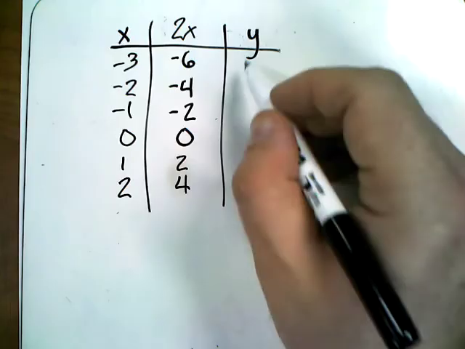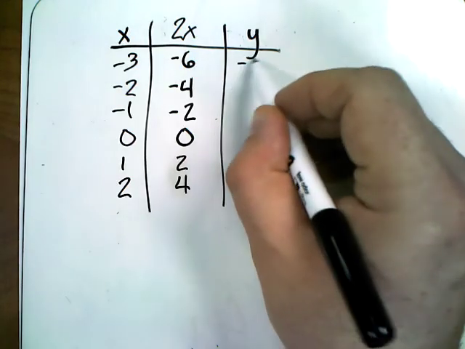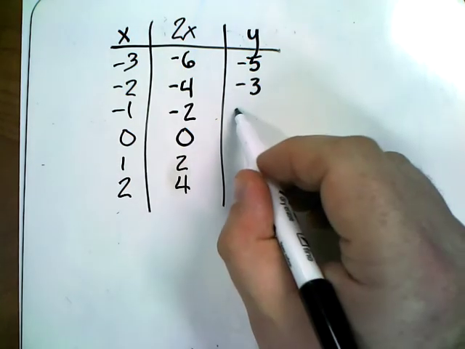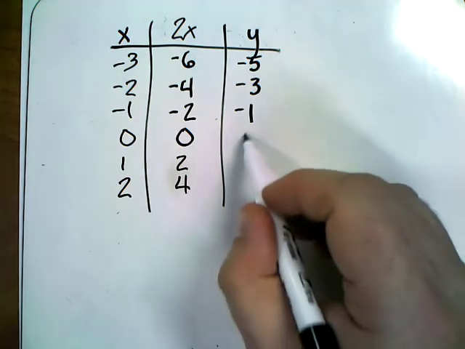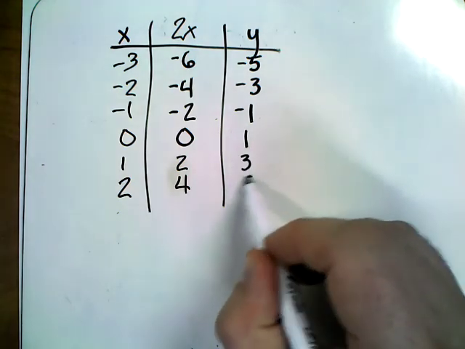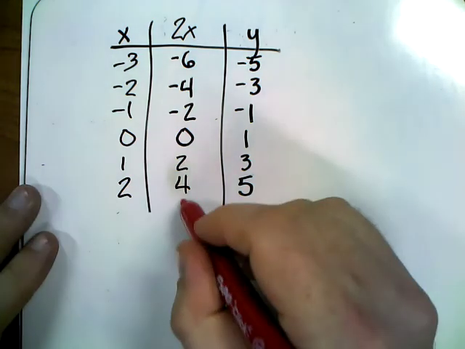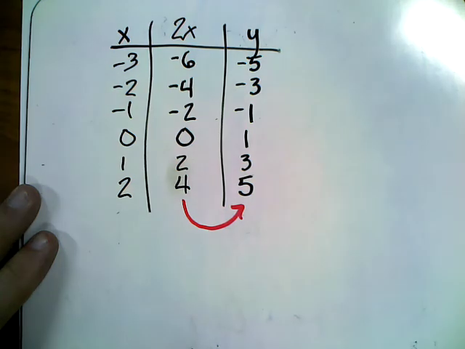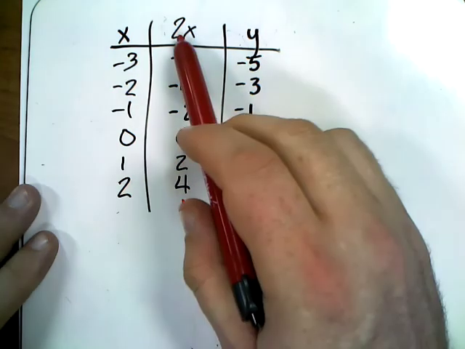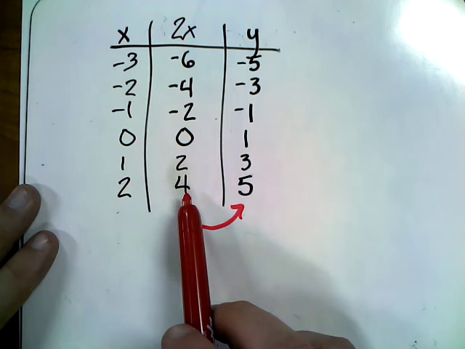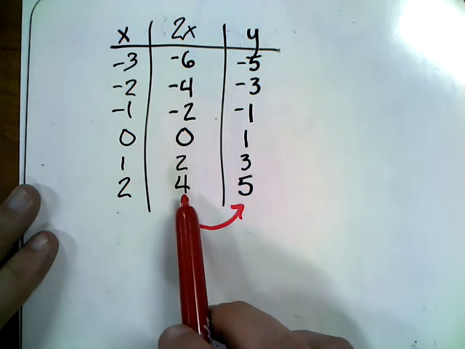So the trouble, though, is this number over here is actually a negative 5. This is a negative 3. This is a negative 1. This is a 1. This is a 3. And this is a 5. So kind of the last thing we need to consider here is what is happening as I move here. We know we're going to do 2x, but then what are we going to do to it after we've multiplied x with 2?